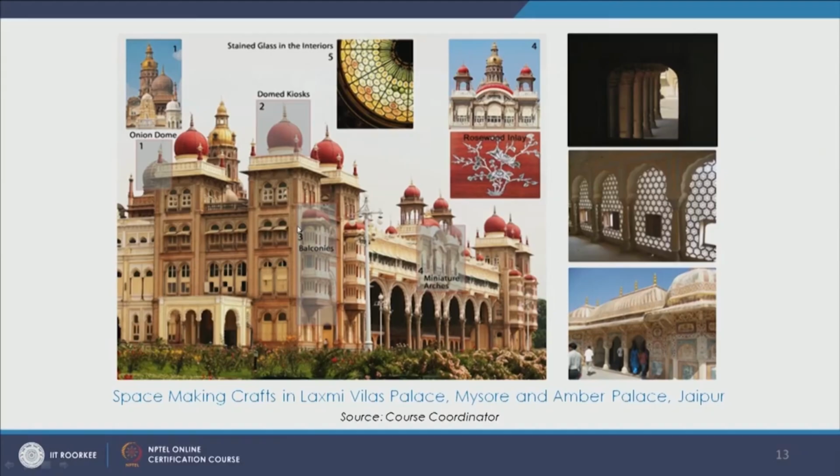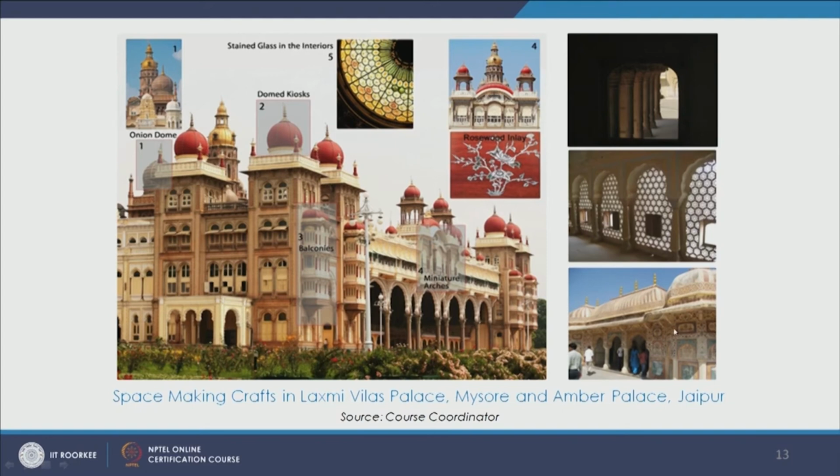Another example, if we move forward, this is the Mysore Palace. Here we see the space making elements and the crafts. This is like the onion dome, the space making element. These are the domed kiosks. Third one here, the balconies. Here we see the miniature arches. So these are all elements, and this is again a very aesthetic and a very monumental building. Here we see there is stained glass in the interiors. Again that is a glass craft which helps in accentuating the interior architecture. We have some rosewood inlay here that is again seen in the interiors.